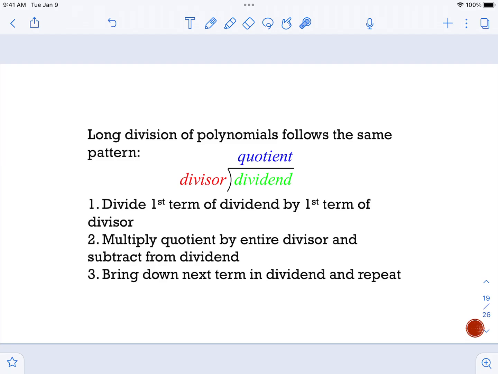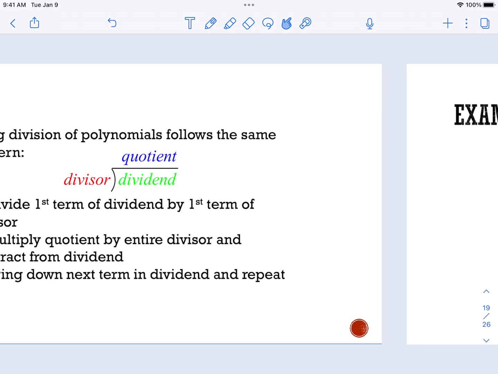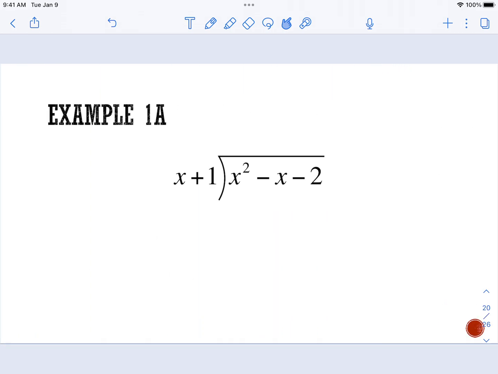So basically the same thing as what we did in this step, where we divided not necessarily the entire thing by the divisor, but the first term of it, or the first part that this would fit evenly into. Then after that, we multiplied the number by 5 and we subtracted it, and we brought down the next term and repeated. It's going to be the same thing, only instead of numbers, it's going to be little equations. All right, so something like this.